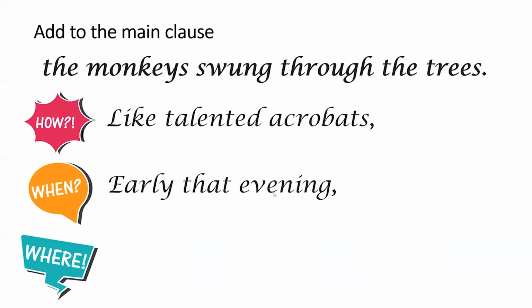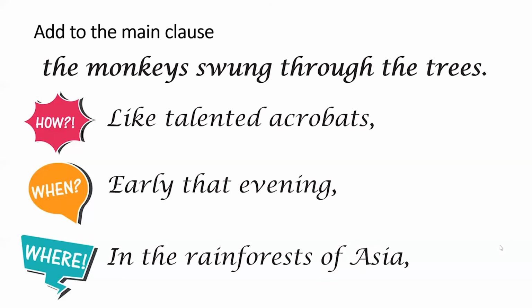On its own, early that evening won't make sense. It needs the rest of the sentence to help it make sense. Still got the monkey swung through the trees. Let's have a look at where. In the rainforest of Asia, the monkey swung through the trees. So adding extra information at the beginning of the sentence, and then we need the comma.